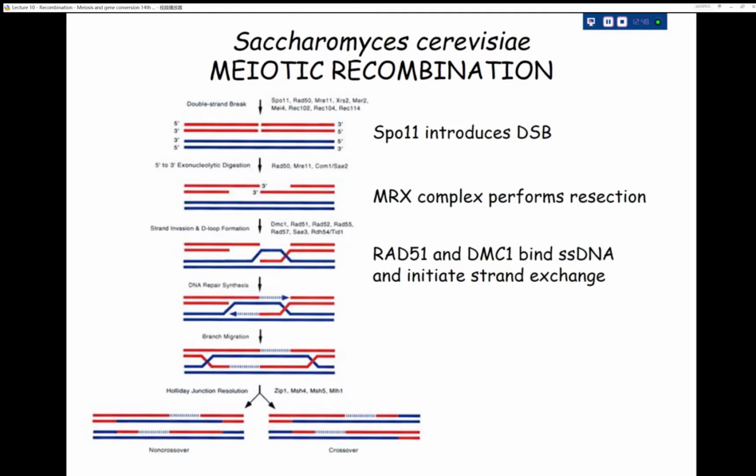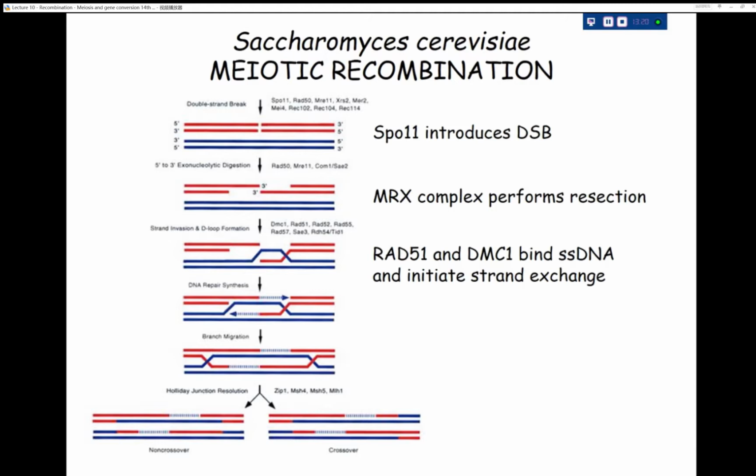You get creation of single-stranded DNA. That allows RAD51 to bind. But in meiosis, there's also another protein, called DMC1 in yeast, which is very similar to RAD51, that has a similar function to RAD51, binds single-stranded DNA, and initiates the strand invasion and formation of the D loops, exactly as I described for the DNA repair process. You get branch migration and creation of these hybrid regions of DNA.